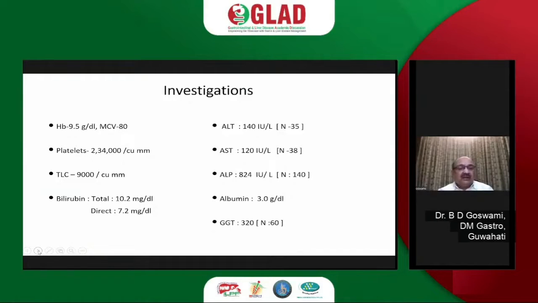Yeah, so this is the presentation what we have got now. Bilirubin, mostly it is direct bilirubin. Hemoglobin is less, definitely. Albumin is low. Maybe it is related to alcohol-induced liver disease.